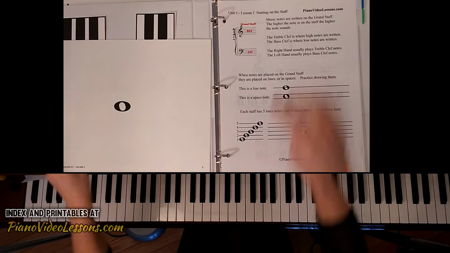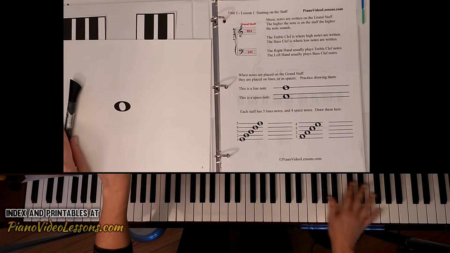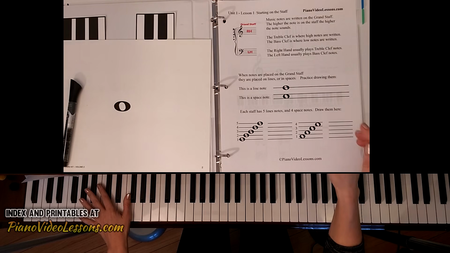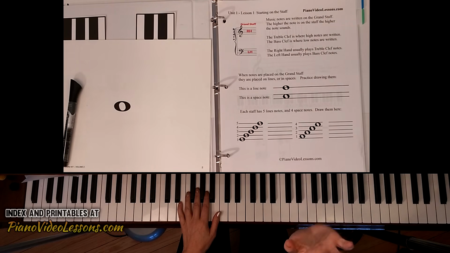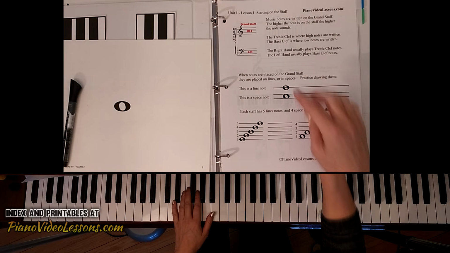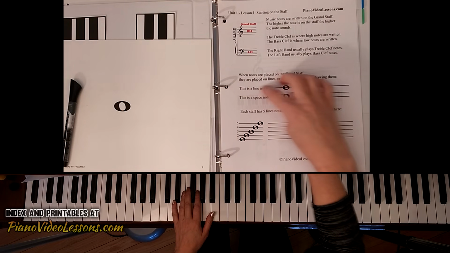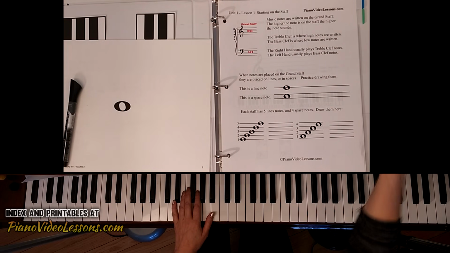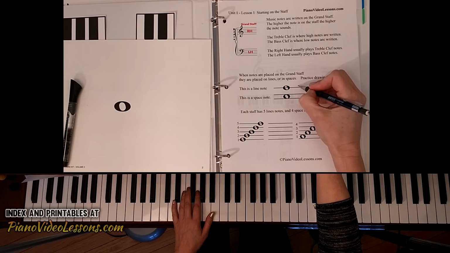And we also said that the treble clef is where the high notes are written, and the bass clef is where the low notes are written. The right hand usually plays treble clef notes. The left hand usually plays bass clef notes. And then here you can see I've shown an example of a line note and an example of a space note. So now it's time for you to practice drawing these.